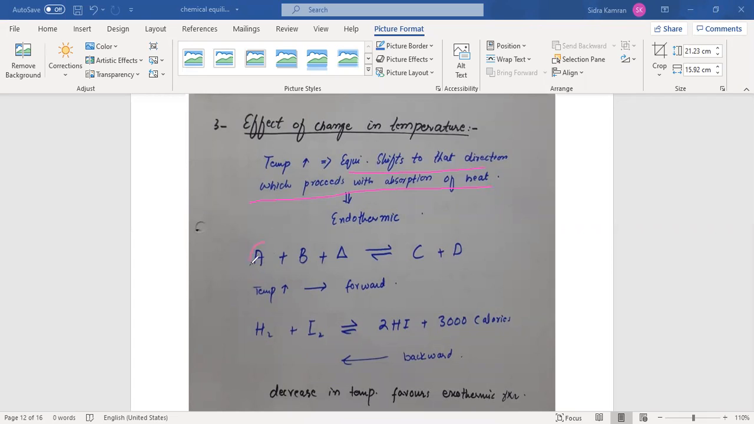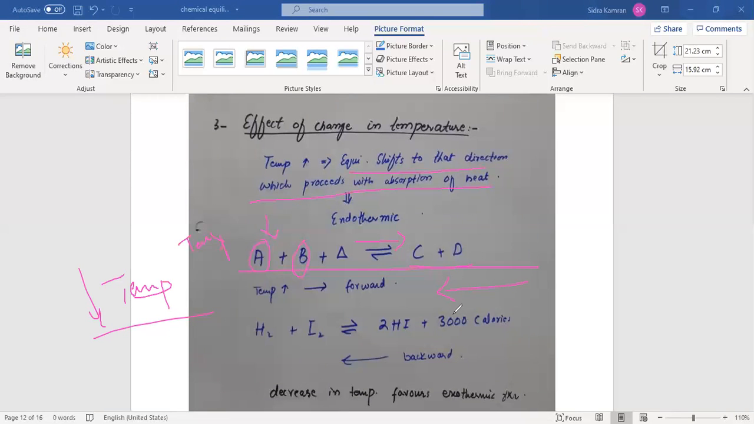For example, A and B are reacting to each other and making C and D products. And A and B need energy, need temperature to react to make C and D. So this reaction is endothermic. For endothermic reactions, you have to add the energy. So this reaction will move forward. If you decrease the temperature for this endothermic reaction, it will not move forward, it will move towards the backward direction.